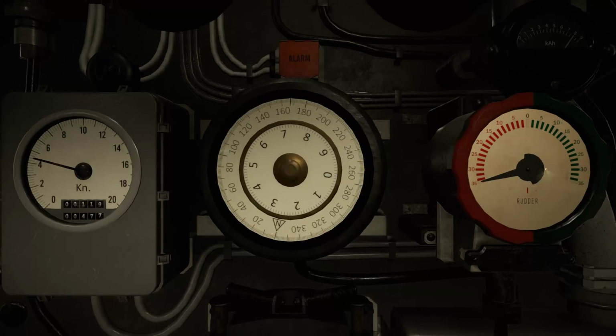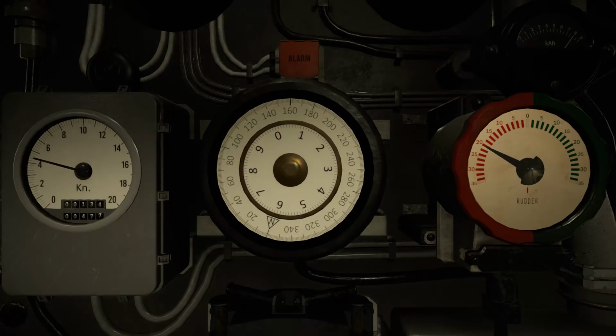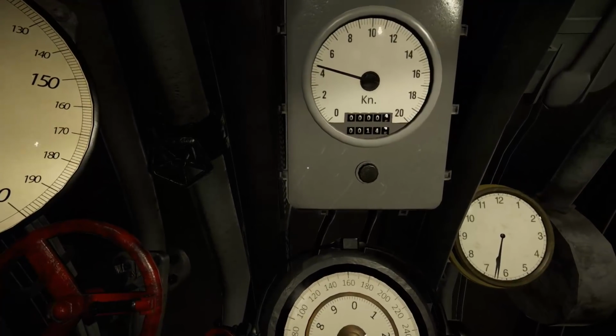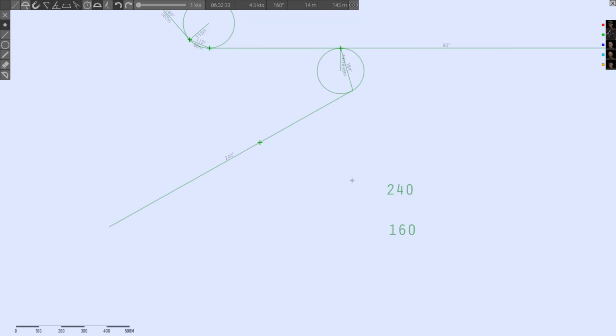160 is close enough. Reset the odometer. We had 144.5. We'll just call that 145. So, that was 145 in the turn.